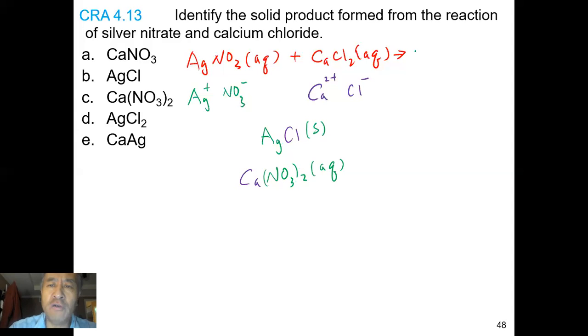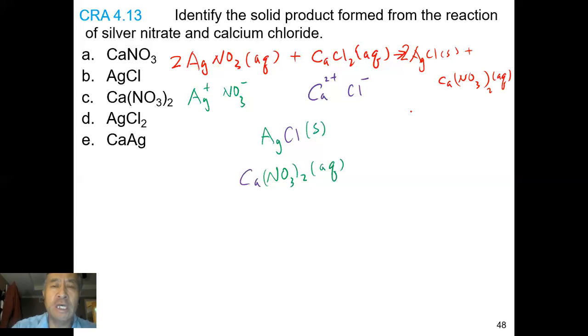Therefore, we have this product now. One product is AgCl, solid, and the other one will be Ca(NO3)2, aqueous. Then you balance the equation. Let's say you have 2 Cl here, so you put a 2 here, and then you need to make 2 Ag, so you put a 2 here. So 2 Ag, 2 Ag is okay, 2 Cl, 2 Cl is okay, 1 Ca, 1 Ca, then you will have 2 nitrate, 2 nitrate, so the equation balances.